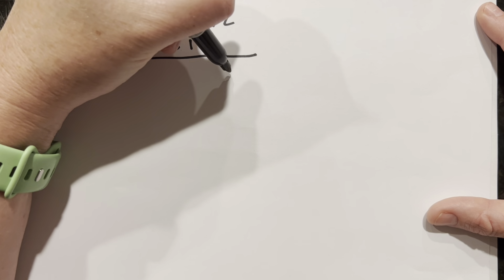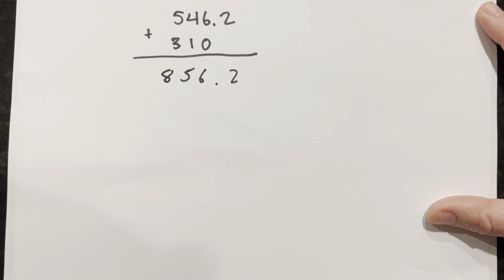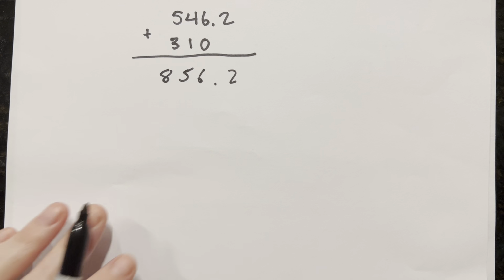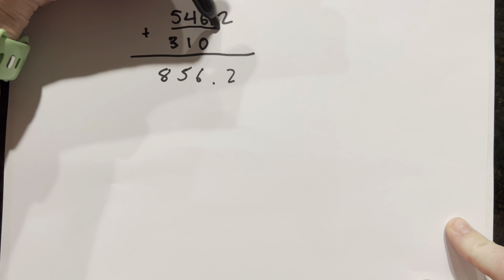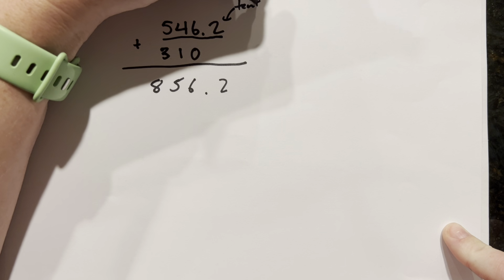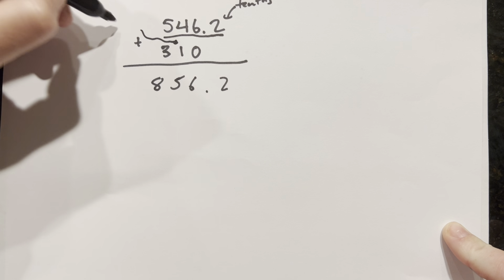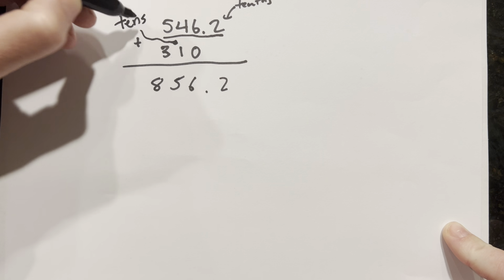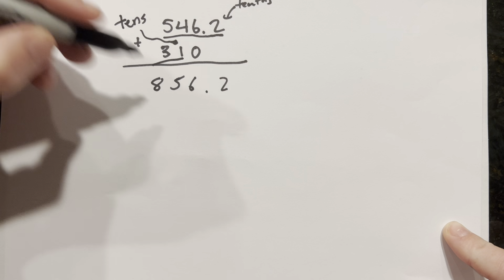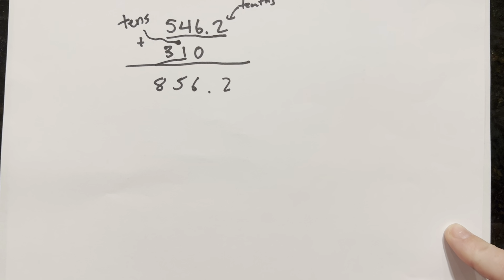All right, when we go to add this, I get 856.2, so you just add them up the way you normally would. And now we look at the precision. This one we know all the way over here to the tenths place. But this one we only know to the tens place. We don't know that zero over here because it's not significant. In other words, this answer right here, we will only know to the tens place.